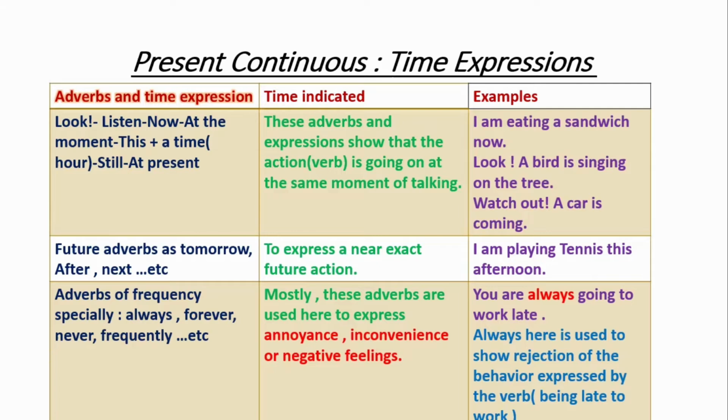Look, a bird is singing on the tree. So looking from the window, I can see the bird singing while I'm watching. Watch out, a car is coming. So we are going by a car, and another one is coming while we are going at the same time. So if you want to indicate the idea that the action is happening now, use some words like look, listen, now, at the moment, at present, and others.